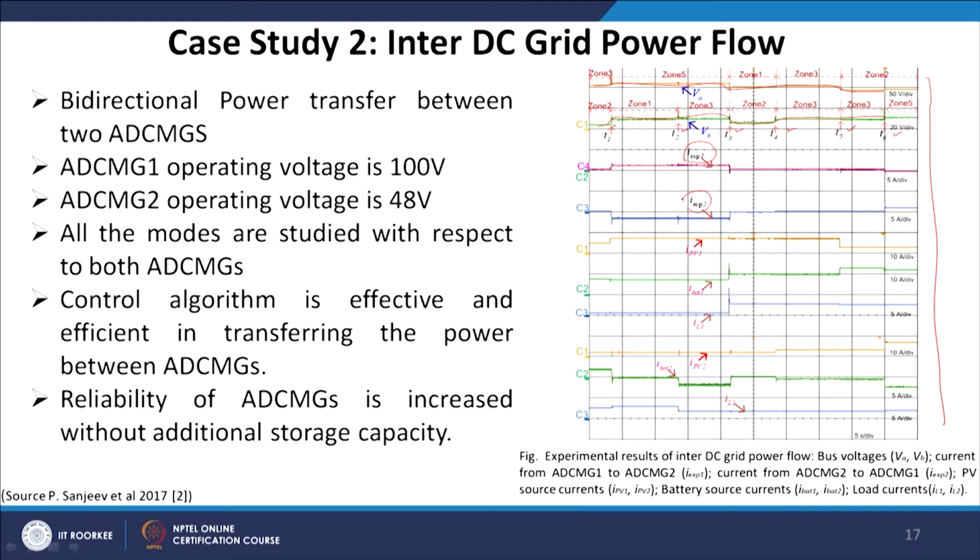So similarly for both the grids, we have the PV characteristic for the first grid, battery characteristic for the first grid, load characteristic for the first grid, and similarly battery, PV and the load characteristic for the second microgrid. So we do have two microgrids in place.